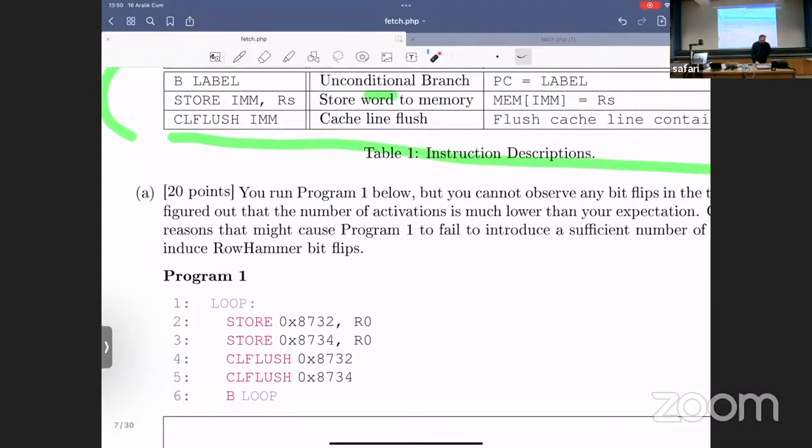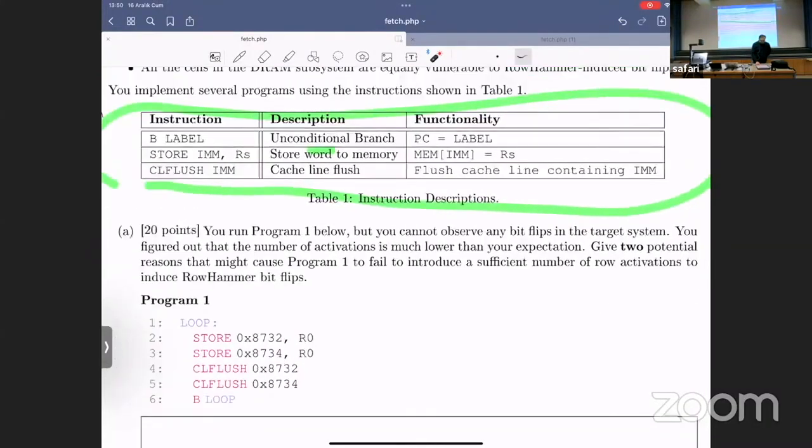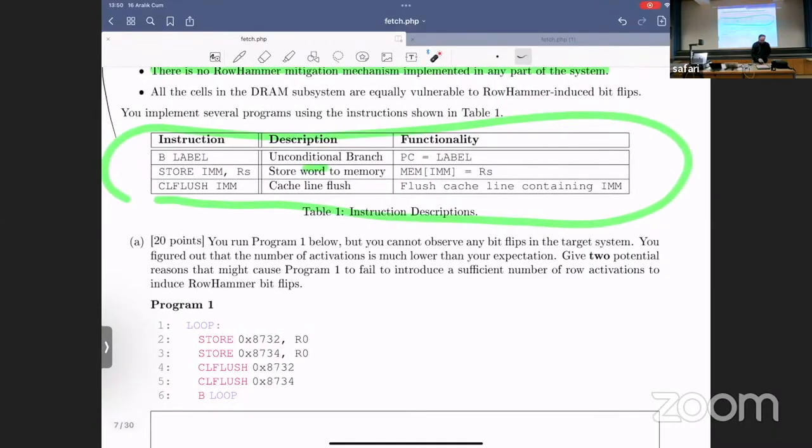So, okay, let's check the first question. In the first question, you have this program 1 and you run it, but you cannot observe any bit flips in the target system. And you figure out that the number of activations is much lower than what you expect. You're shooting for a very large hammer count, but when you actually probe the memory bus and see how many activations are being performed, you only see a few activations going on. So what might be the problem?